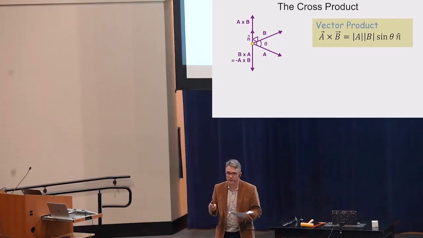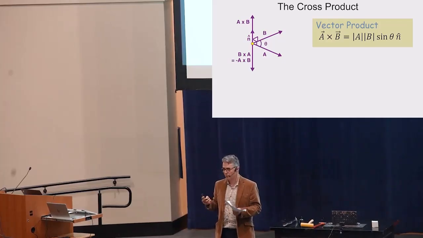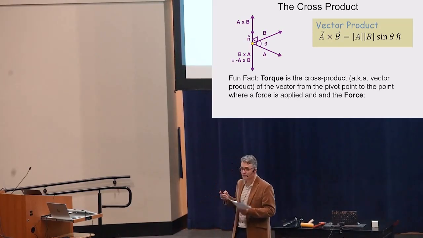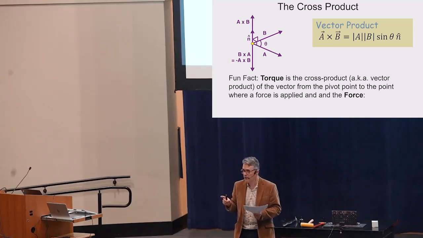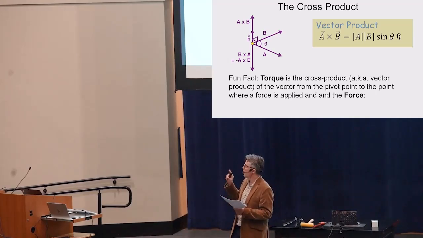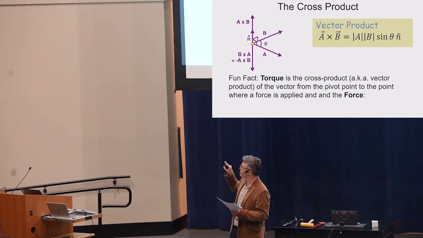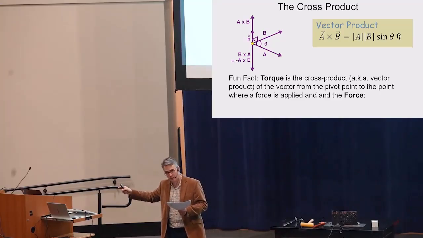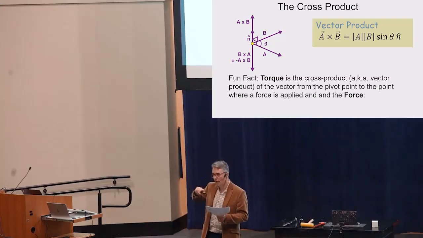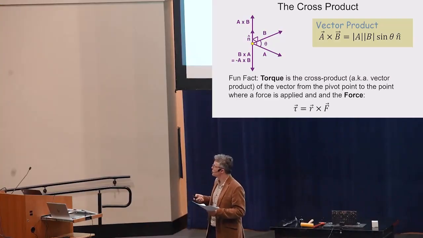So this is a new thing called the cross product. It's a different way of multiplying two vectors. And the fun fact of the day is that torque is the cross product of two vectors. One of them is the vector from the pivot point to the place where the force is applied, cross the force. So it looks like this.